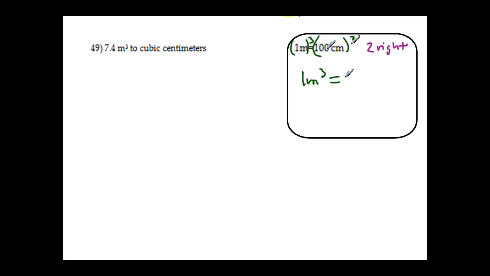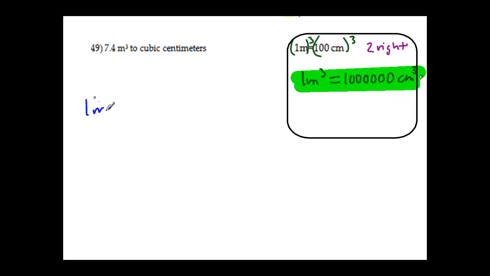basically means we have 2 zeros here. Squaring it would add 2 more zeros. Cubing it means we're going to add 2 more zeros on top of that. So if you look back at this number, we now have 1,000,000 centimeters cubed. We multiplied 100 times 100 times 100. This is my conversion factor.